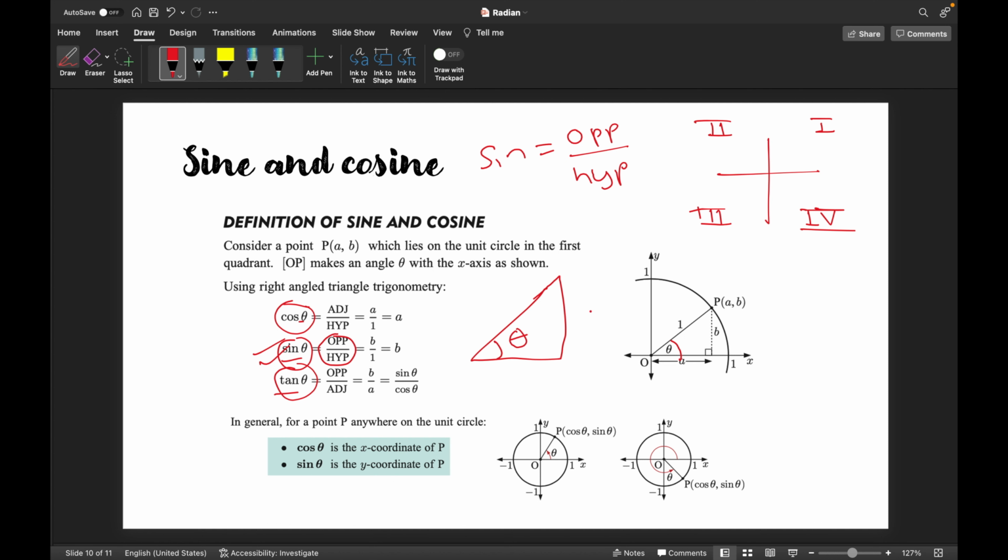Let's say this is 3, 4, 5. What's sine theta? I'll give you 2 minutes, write down the answer, and then we'll check. So sine theta is opposite by hypotenuse. Opposite is 3 and hypotenuse is 5. So it's going to be 3 by 5.